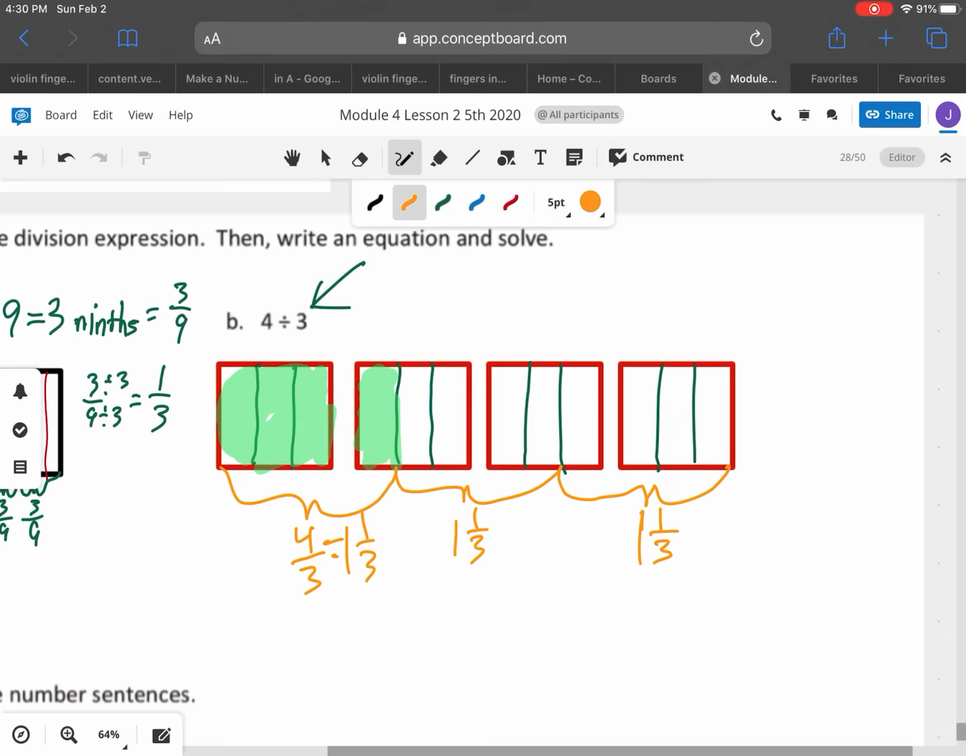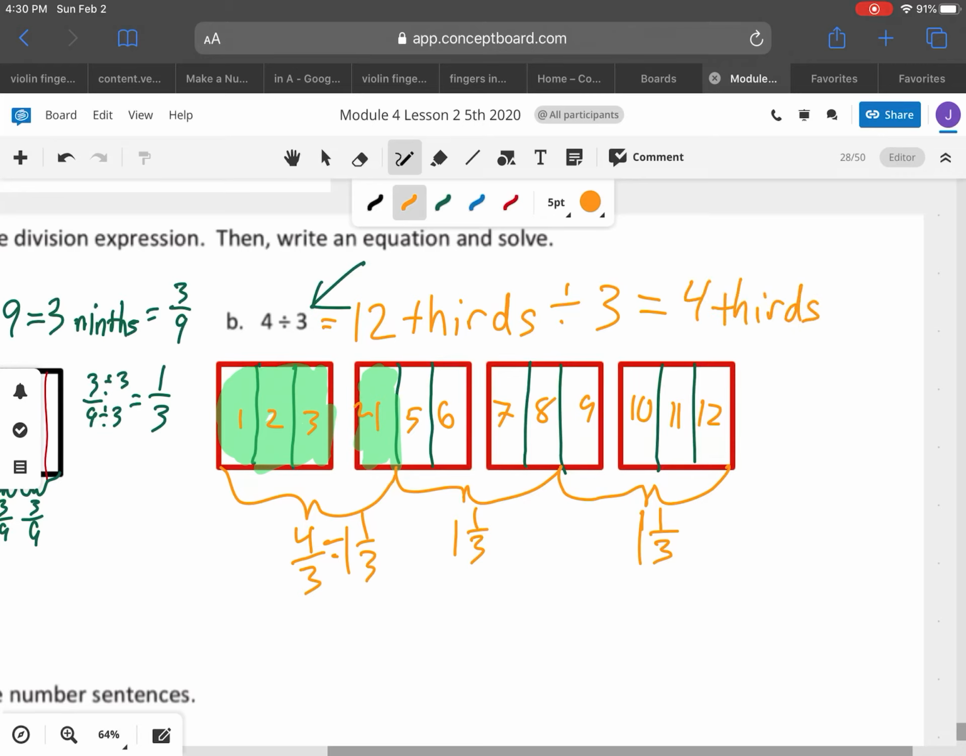So I have a total of, let's see. Let me get to my green here. I have a total of 1, 2, 3, 4, 5, 6, 7, 8, 9, 10, 11, 12. So I have 12 thirds divided by 3 will give me 4 thirds, which we showed at the bottom right there as 1 and 1/3.